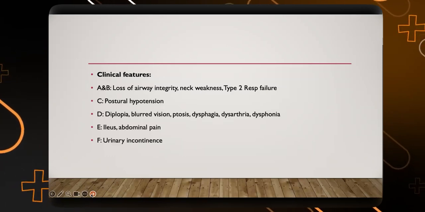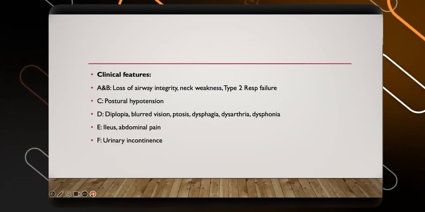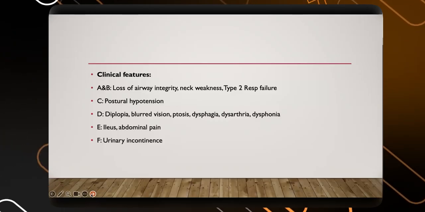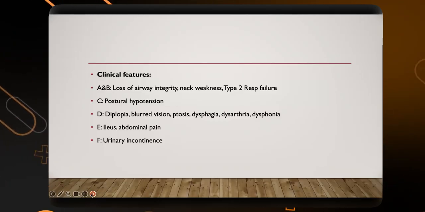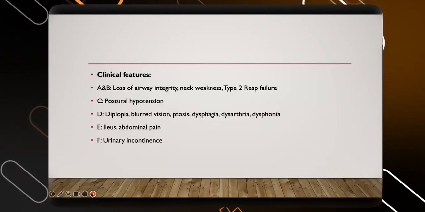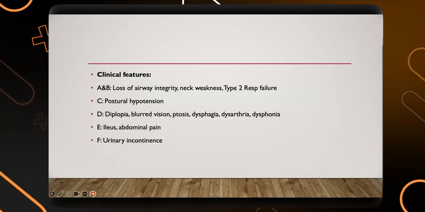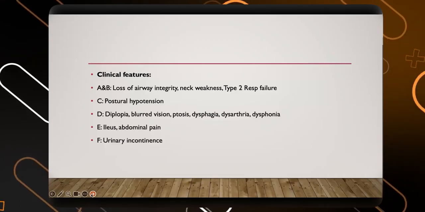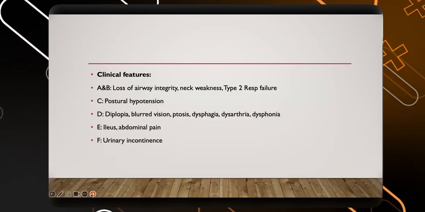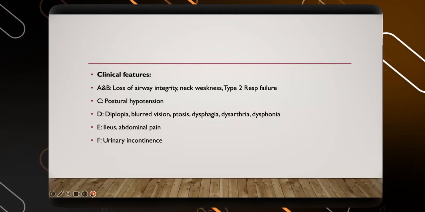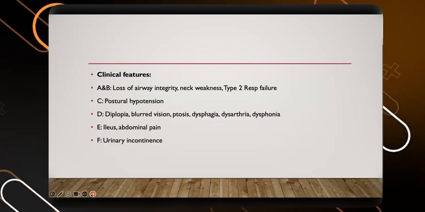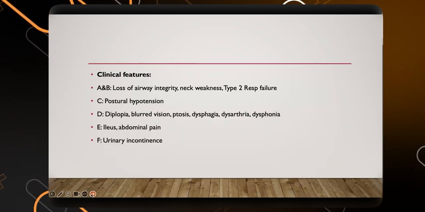So typical clinical features, if you go on an A to E approach, or a systematic approach, A and B, which is airway and breathing, is typical loss of airway integrity, neck weakness, and type 2 respiratory failure. Cardiovascularly, postural hypotension. Neurologically, there could be diplopia, blurred vision, ptosis, dysphagia, dysarthria, and dysphonia. Enteric or GI system, there could be ileus and abdominal pains, and urinary incontinence as well.